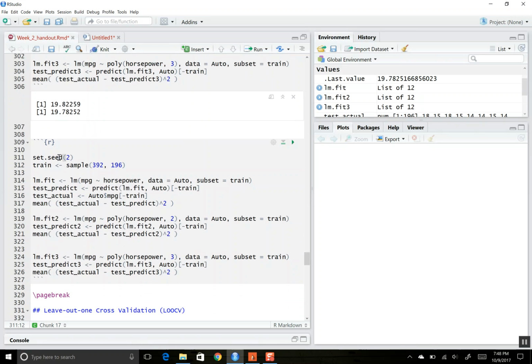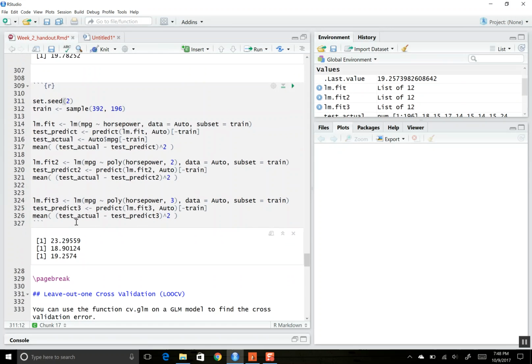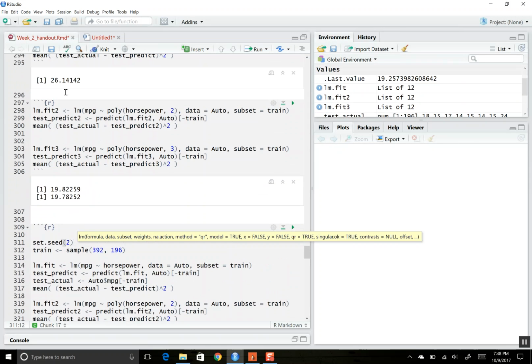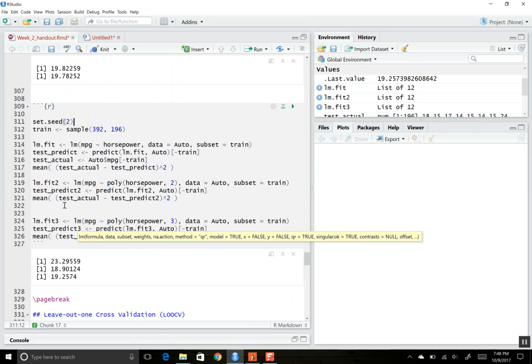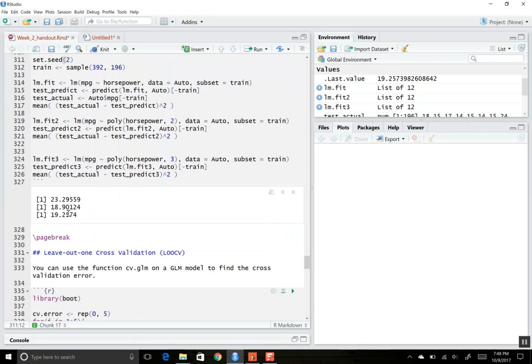I do set seed, and we run basically the same code. And so now my values are different. Instead of 26 and 19.8 and 19.78, I have 23.3, 18.9, and 19.25. So the values are different based on what data rows went into my training set and what went into my test set.